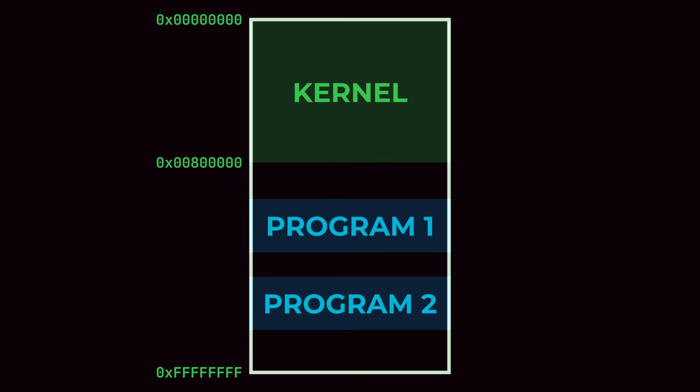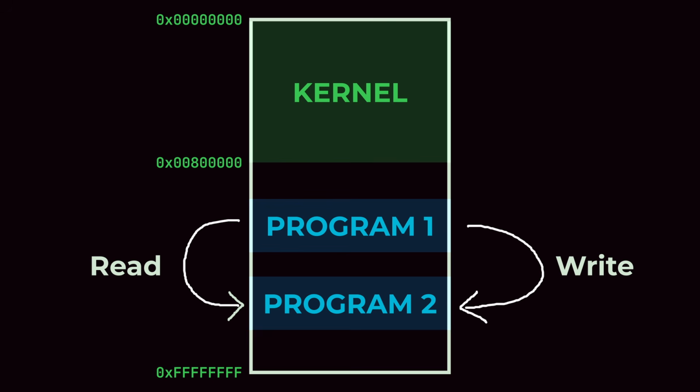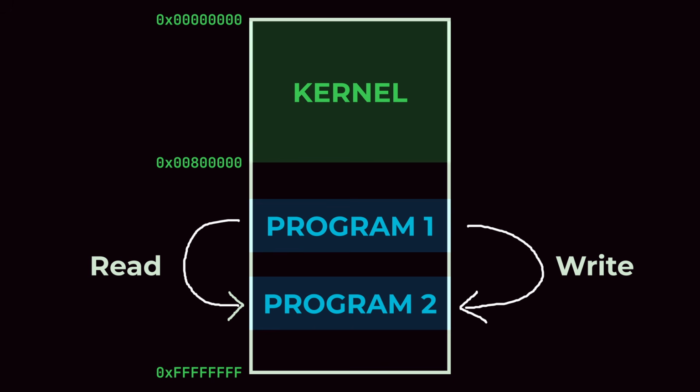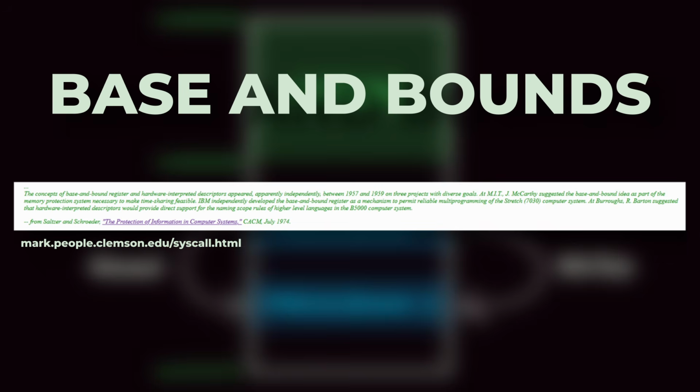One particularly important issue is that of memory protection. We certainly don't want a process to be able to read or write something into another process's memory space. And at this point, we're not talking about some type of hacker attacking the system, but it could easily happen due to programming errors. So they needed a solution, and the solution at the time was base and bounds.